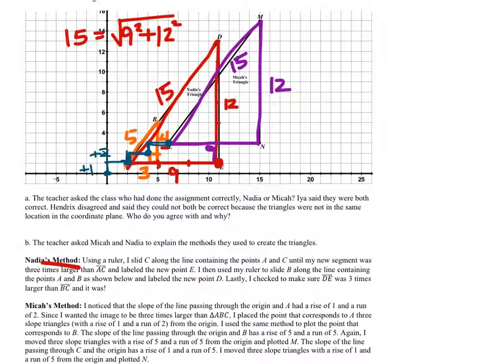And the same method would work to go from C to N in this case. You'd go up 1 to the right 5, up 1 to the right 5, up 1 to the right 5, and that gives you N. And B as well: up 5 to the right 5, up 5 to the right 5, and finally up 5 to the right 5. And that gives you M as well. So 3 slopes away from the origin makes it 3 times as big. And that seems to work.